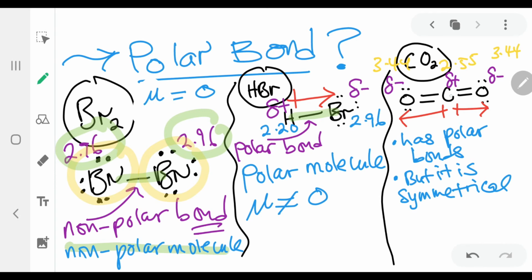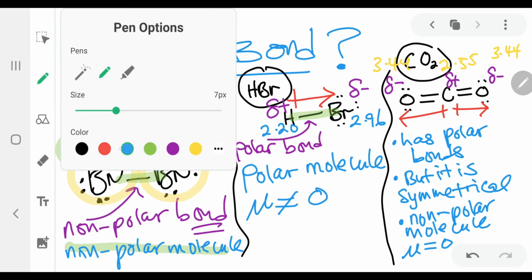is symmetrical, because you have linear and the polarity is pulling that side, and this polarity is pulling to the opposite side, so it is in a symmetrical shape over here. Therefore, the polarity will cancel out one another. You have a non-polar molecule. Therefore, the dipole moment is equal to 0.